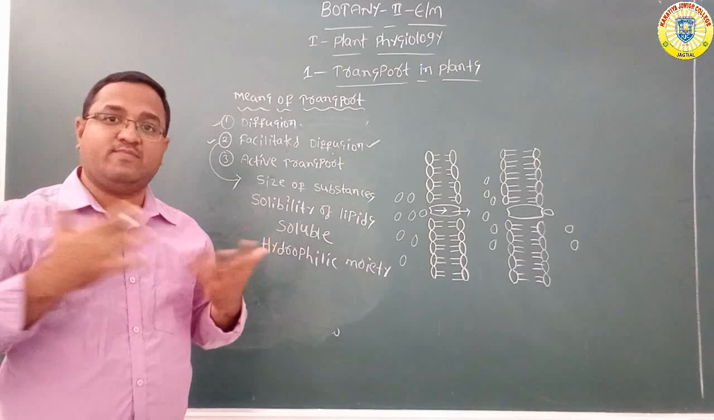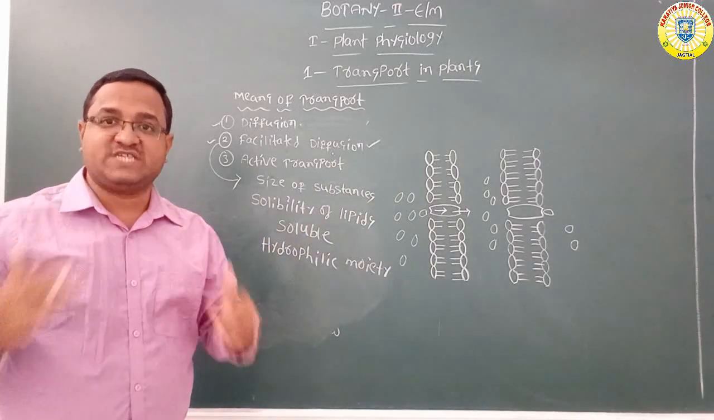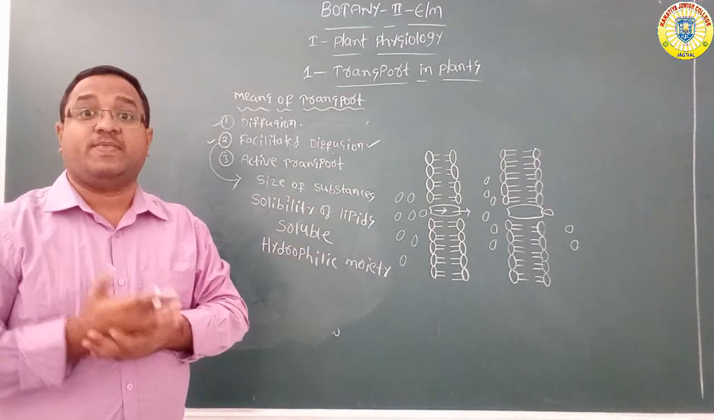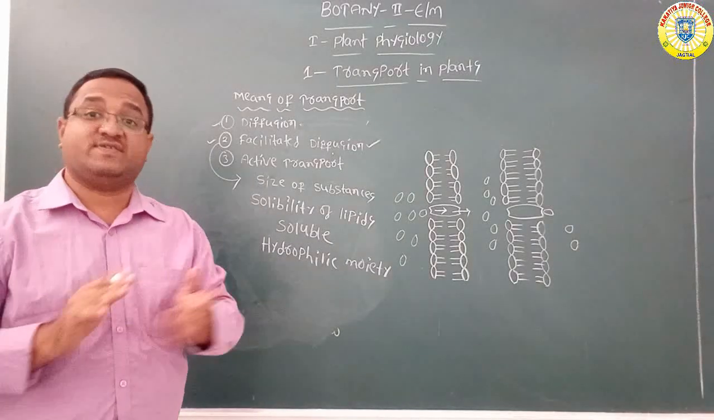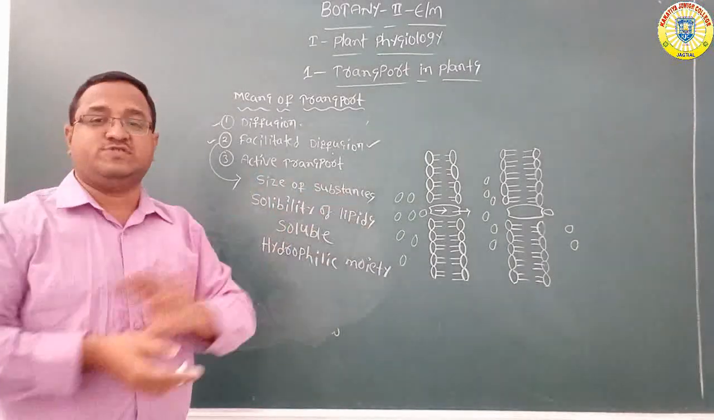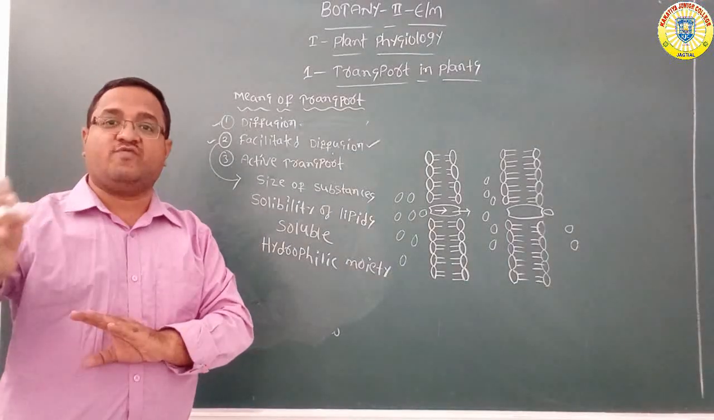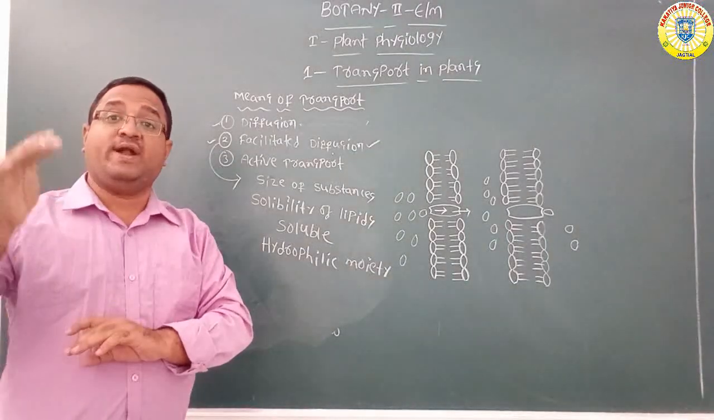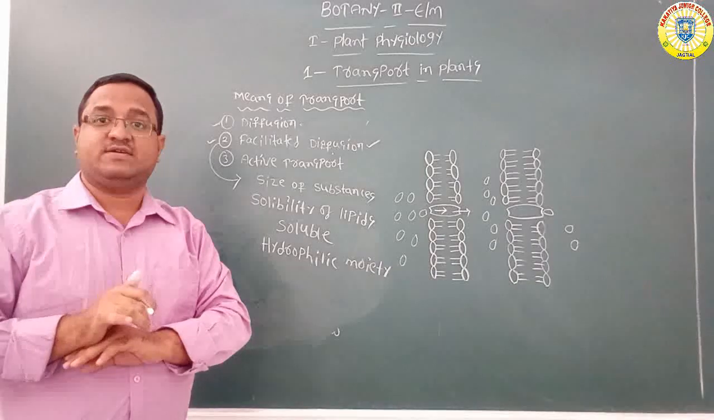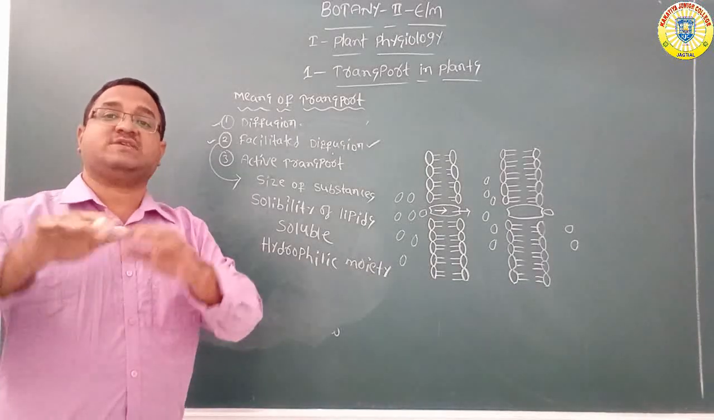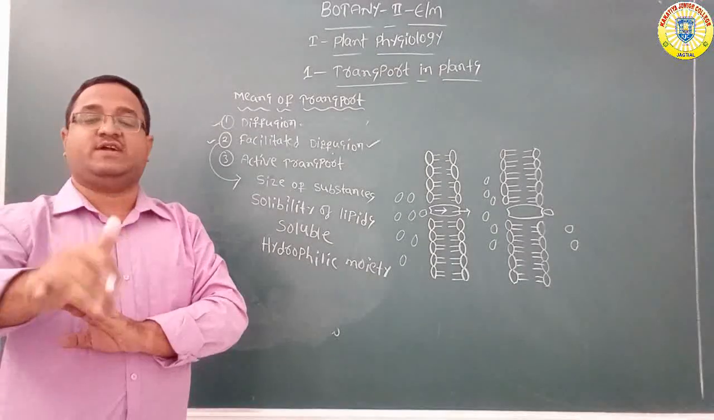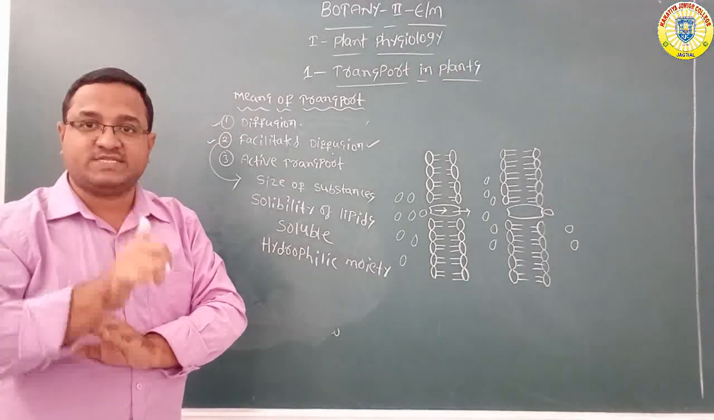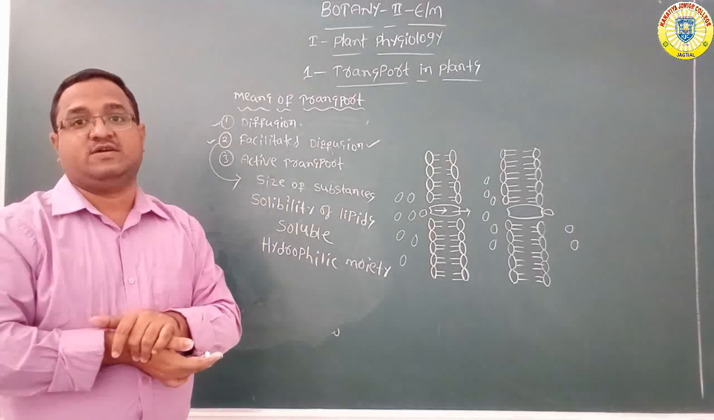But how will they move through the membrane? The substances which have a hydrophilic moiety, their movement has to be facilitated. So that's why this is called facilitated diffusion. They have some special structures. Their movement has to be facilitated, so that type of movement is called facilitated diffusion.